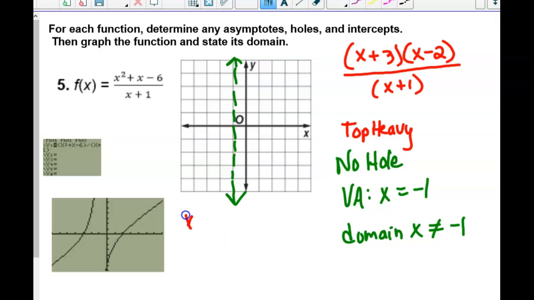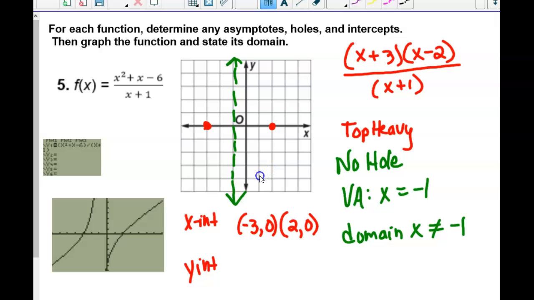I need to find x and y intercept. Which would you like to help me with? X-intercept is when the top equals 0. So what would I get? Would it make a 0? And what else? -3 and +2 would both make the top equal to 0. Everybody okay with that? So 1, 2, 3 negative and 2 positive are x-intercepts.